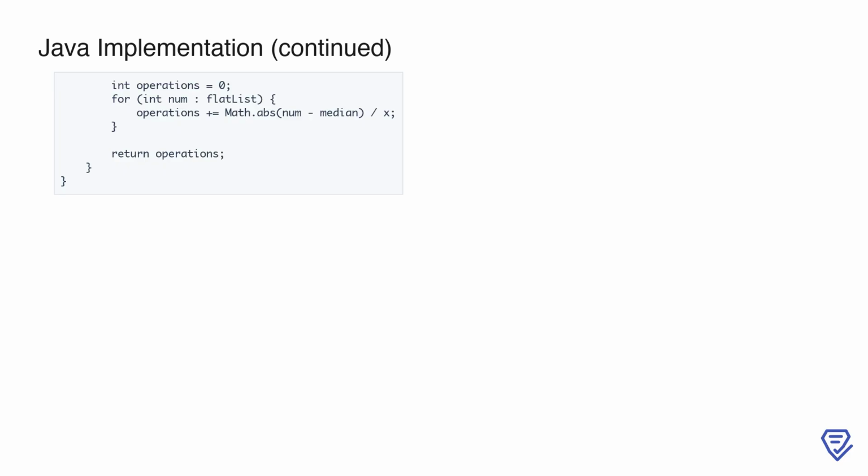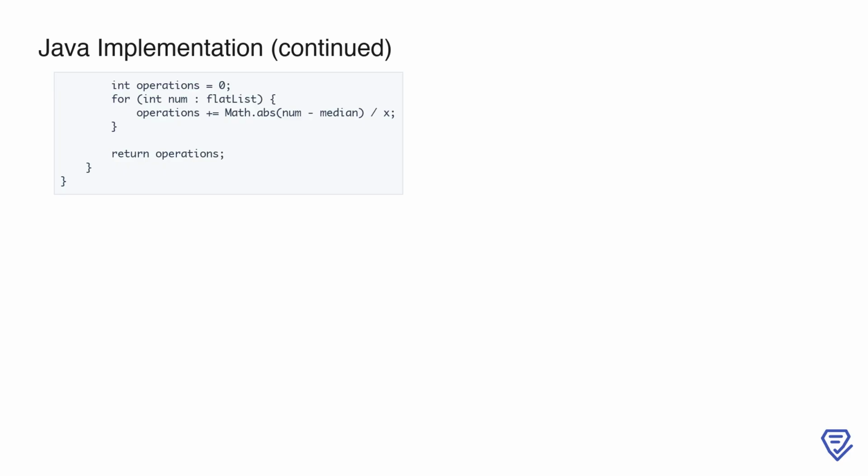For each value, we compute the number of operations required by calculating the absolute difference between the current value and the median, dividing it by x. This division ensures that we account for the step size, as each operation modifies a value by increments of x. The result is accumulated into the operations variable.